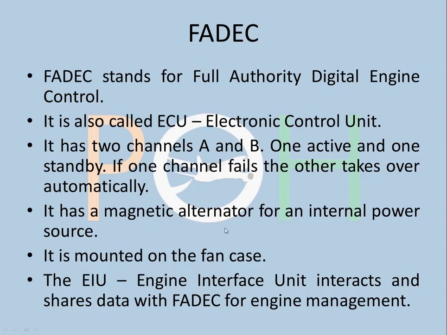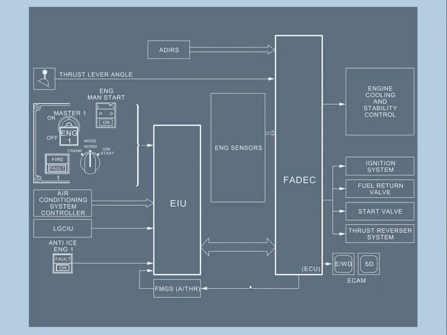Now it has a magnetic alternator as an internal power source, so it doesn't depend on the aircraft power source at all. It has its own internal source. It is mounted on the fan case. The EIU, Engine Interface Unit, interacts and shares data with the FEDEC for engine management. So it's an interface unit between the FEDEC and the other systems. I'll just show it to you on the next slide here.